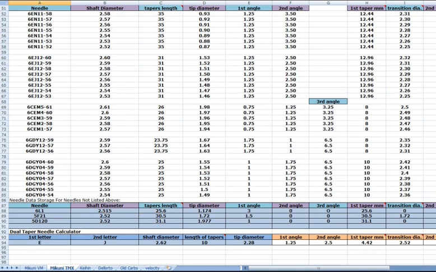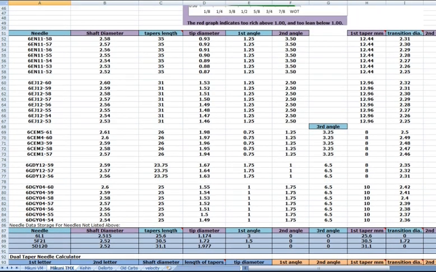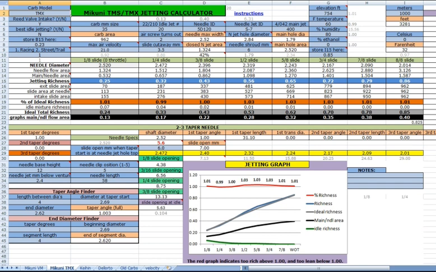And why would you do that? Because most of these needles completely suck. They do. Whoever designed them did not have this calculator. I know, I'm sorry. So, yeah, look, it's got a Mikuni VM needle. The beautiful graph we have here.